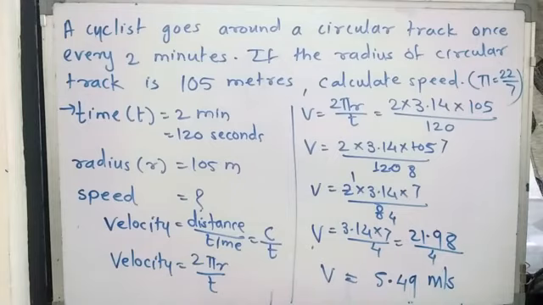Now here a cyclist goes around a circular track once every 2 minutes. If the radius of the circular track is 105 meters, calculate the speed. And pi is given as 22/7. So what did you understand? A cyclist is going around a circular ground, along its side. To complete one round, how much time does he take? 2 minutes. So time is given in minutes, we need it in seconds.